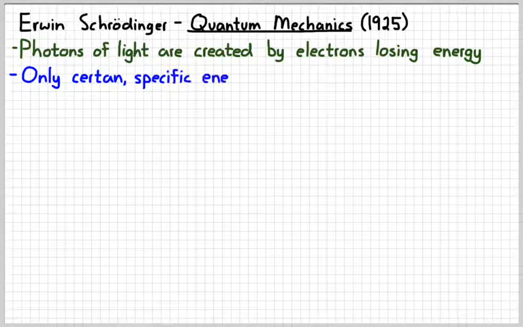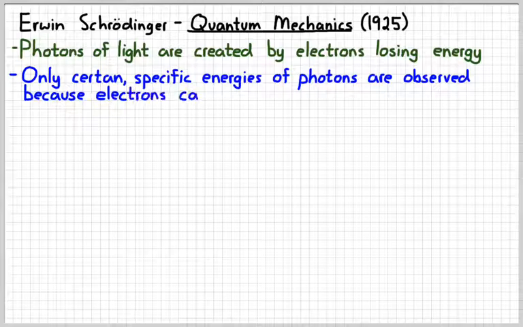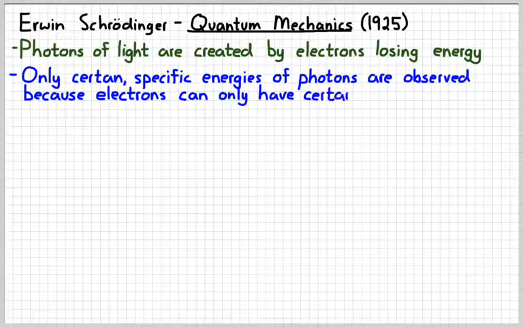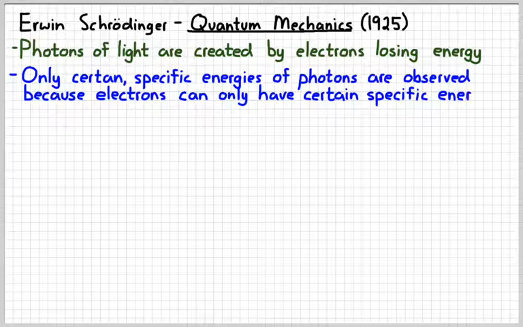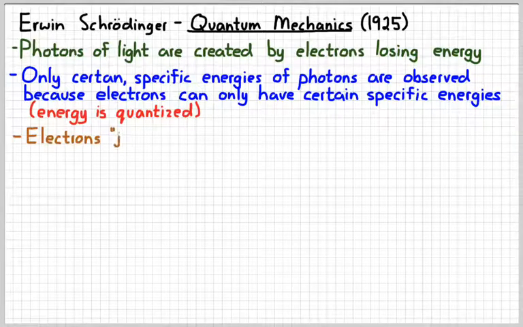Now the reason, according to Mr. Schrödinger, that we only see certain specific energies of photons is because the electrons that create the photons are only allowed to have certain specific energies, which is another way of saying that their energy is quantized. So what Schrödinger said was that the electrons within an atom are only allowed to have certain energies, meaning the photons that they create can only have certain specific energies.